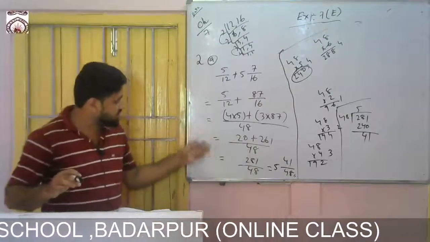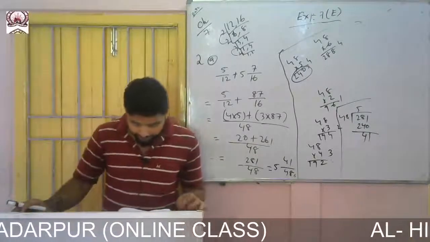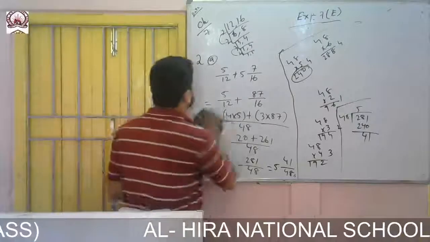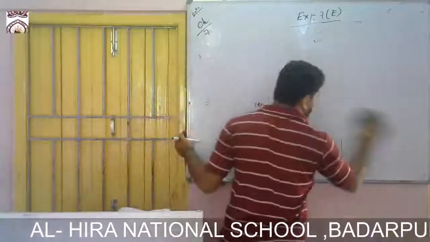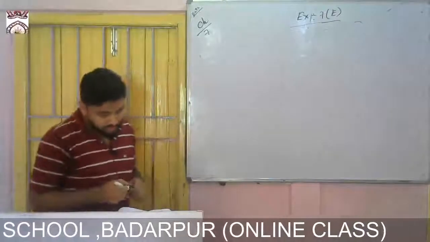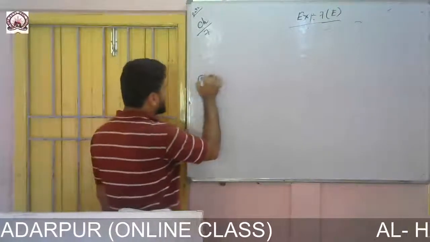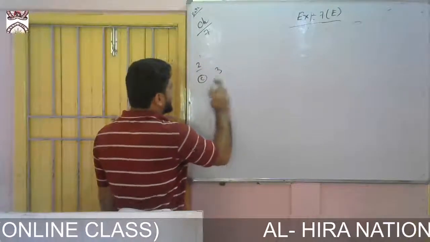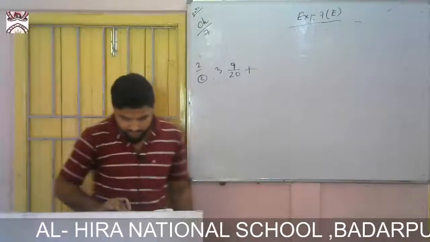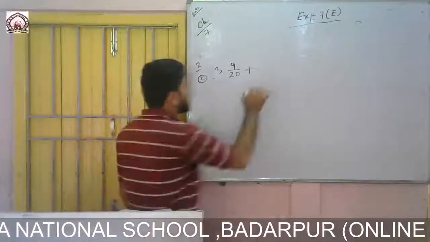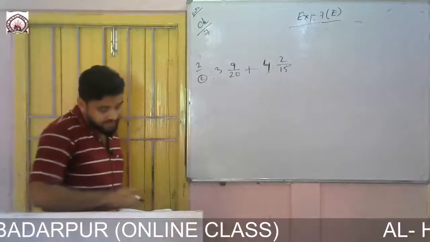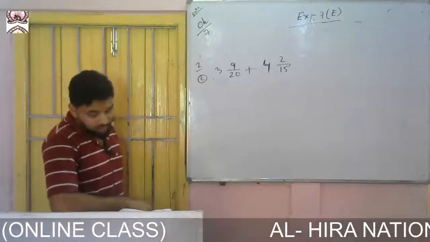So now come to question number C. 3 9 by 20 and 4 2 by 15. Okay. So 3 9 by 20 plus 4 2 by 15.